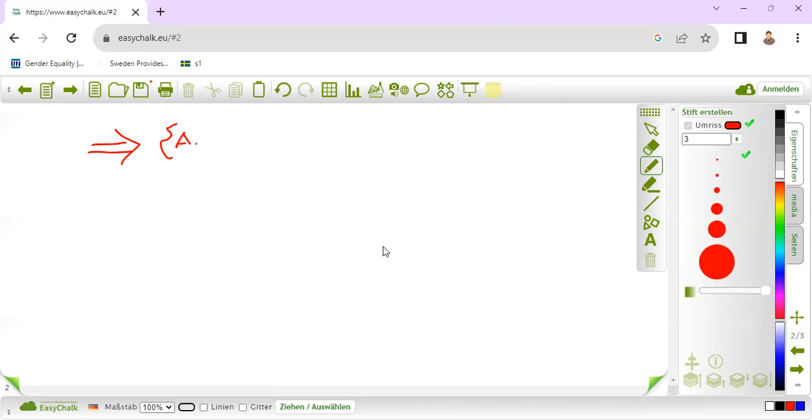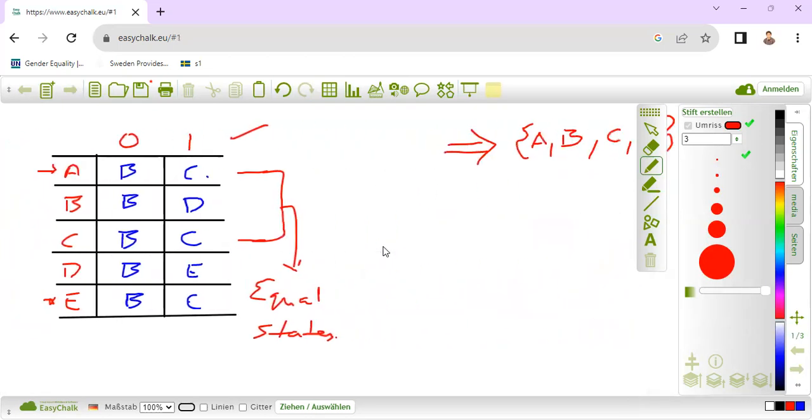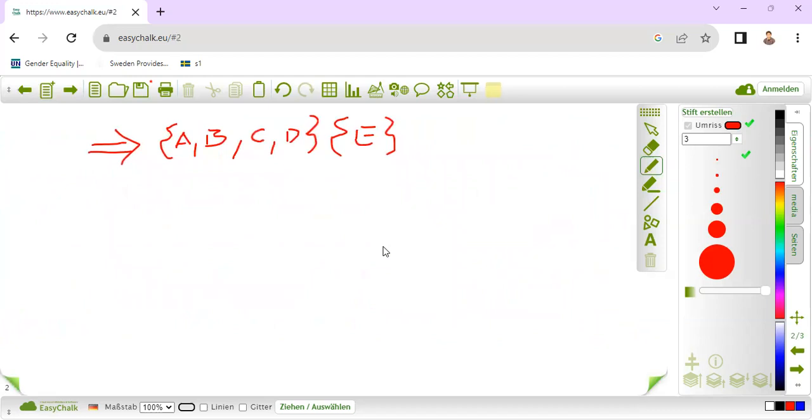So non-final states are A, B, C, and D, and the final state is E, which is given in the DFA. Now we have to separate the equivalent states and non-equivalent states. As we observe there, we have A and C equivalent, and B and D non-equivalent. So we should separate these as under set.